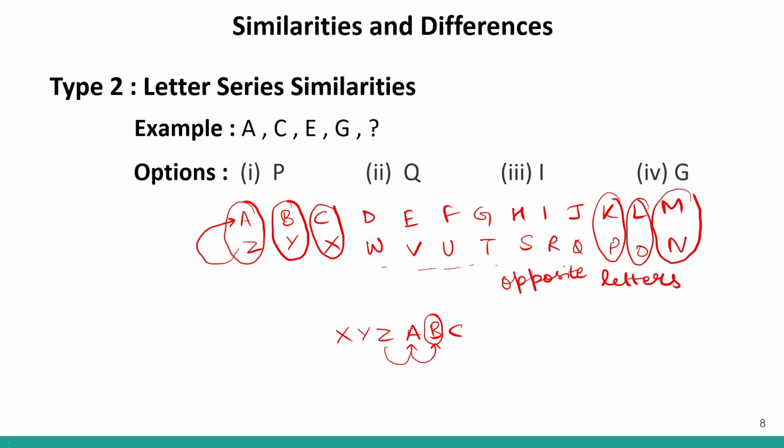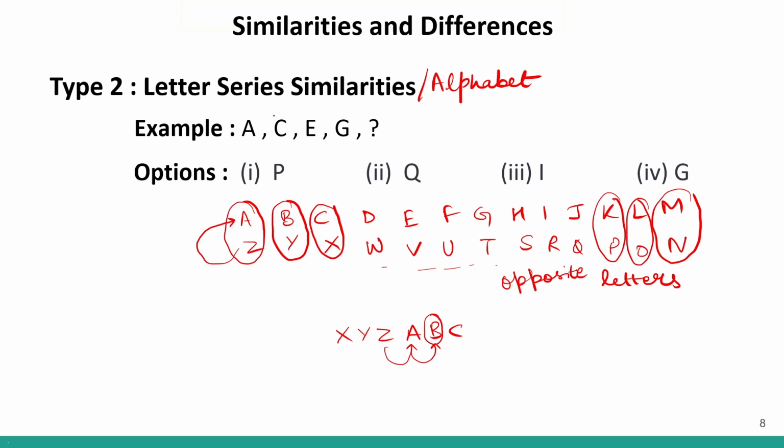So we discussed all this in alphanumeric and coding decoding as well. And this is a concept that usually comes in very handy when we deal with letter series similarities, also known as alphabet series similarities. Okay, now let us solve this question.